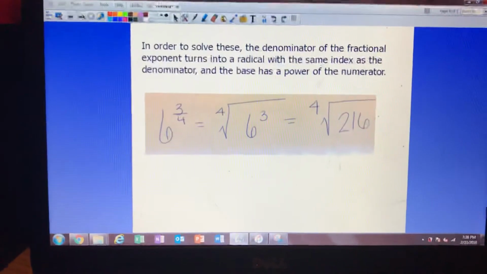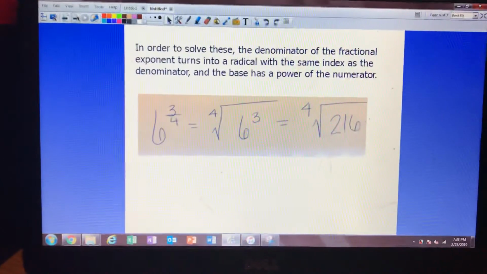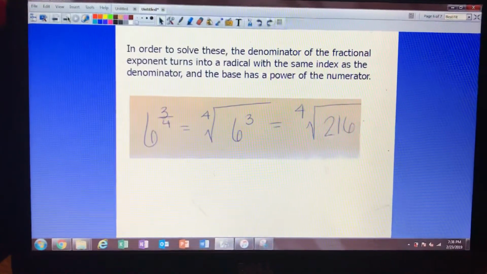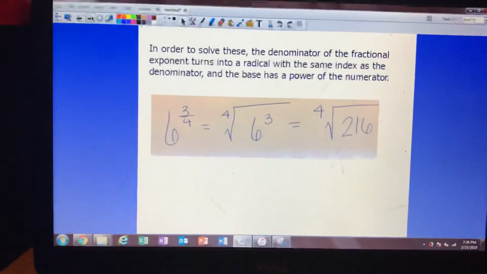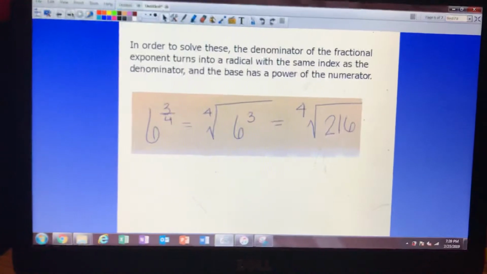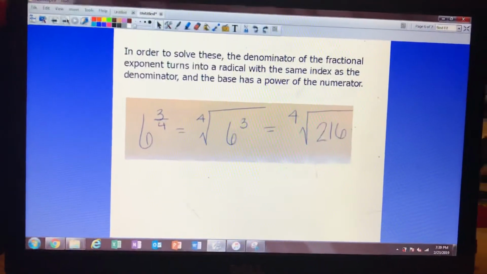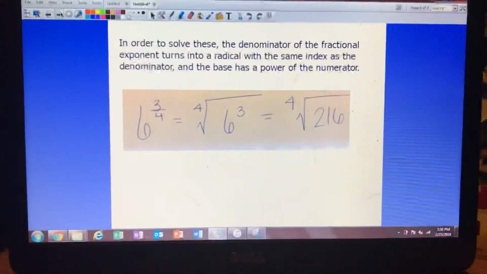In order to solve these, the denominator of the fractional exponent turns into the radical with the same index as the denominator, and the base has a power of the numerator. So for example, 6 to the 3/4 becomes the 4th root of 6 cubed, which turns into the 4th root of 216, which will be the final answer because you can't break that one down.